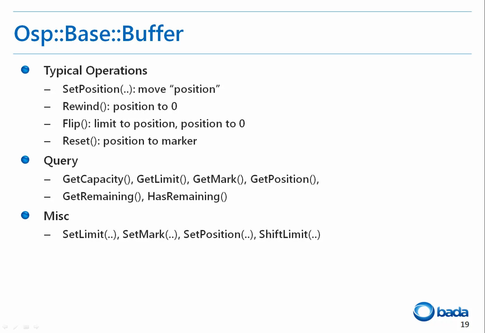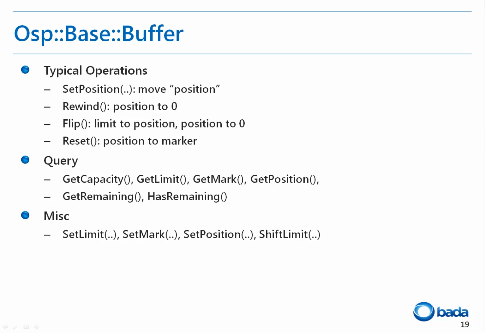Okay, let's have a look at the basic operations of the buffer. First, the set position function is used to set the position value to a specific position in the buffer. The rewind function is used to move the position value to the beginning of the buffer to perform the read or write operation again. The flip function moves the limit to the current position and sets the position to 0.